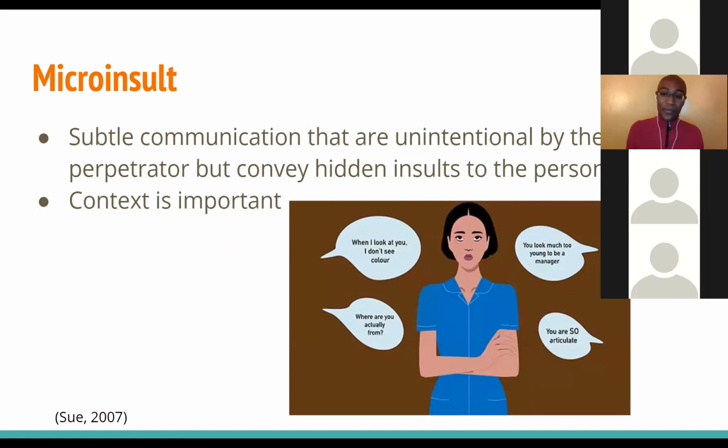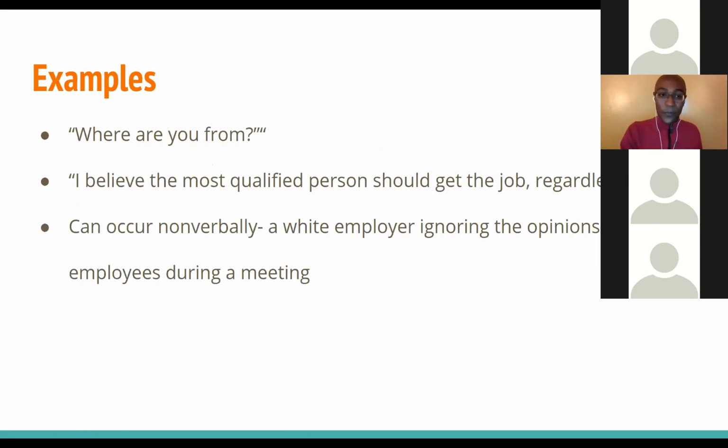Or where are you actually from? So it has a hidden meaning underneath what is being said. And context is important. If it's two people who are Black and one of them is more of a manager, the person might say, oh, I don't think that color should matter in job applications. That's going to have a different feel for someone when it's the white manager saying it to a Black employee, or a soon-to-be employee. So that's why context is important there.